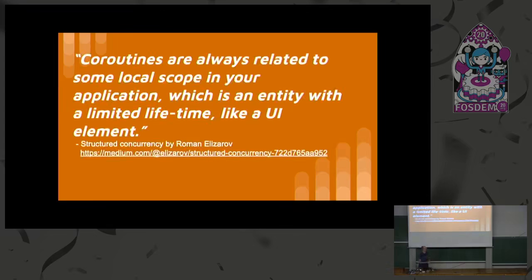There is a great blog post by one of the Kotlin developers, the head of Kotlin I think, Roman Elizarov. He works at JetBrains, where he writes about what structured concurrency is. This one is from 2018, and he wrote some follow-ups, but I recommend you read this blog post. Coroutines are always related to some local scope in your application, which is an entity with a limited lifetime, like a UI element. The lifetime of a button or a fragment or activity is always shorter than the actual application lifecycle. But your coroutines will be started from those.